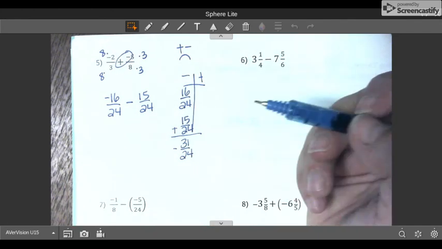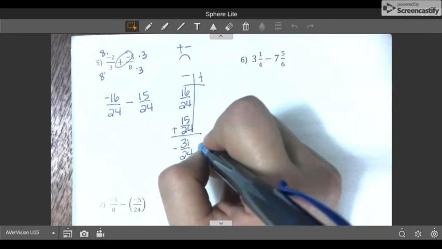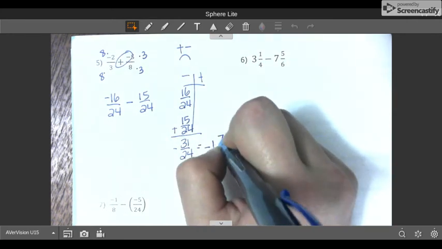But I can't leave it like that because that's called an improper fraction. This is really negative 1 and 7 over 24.